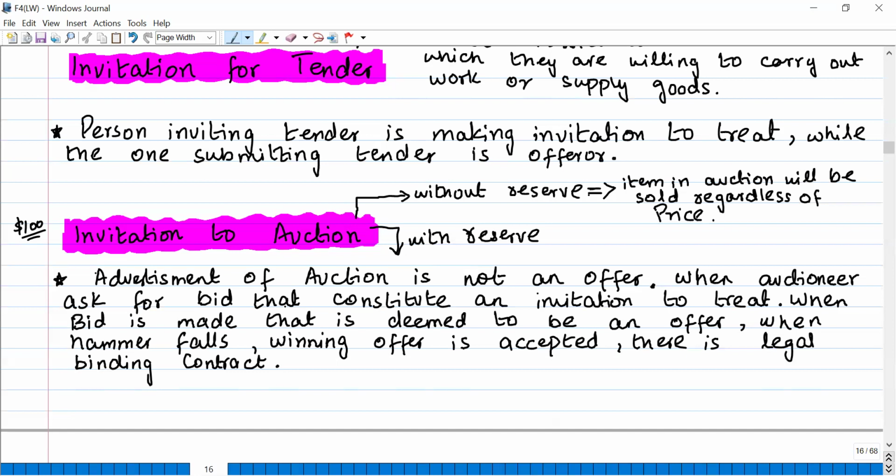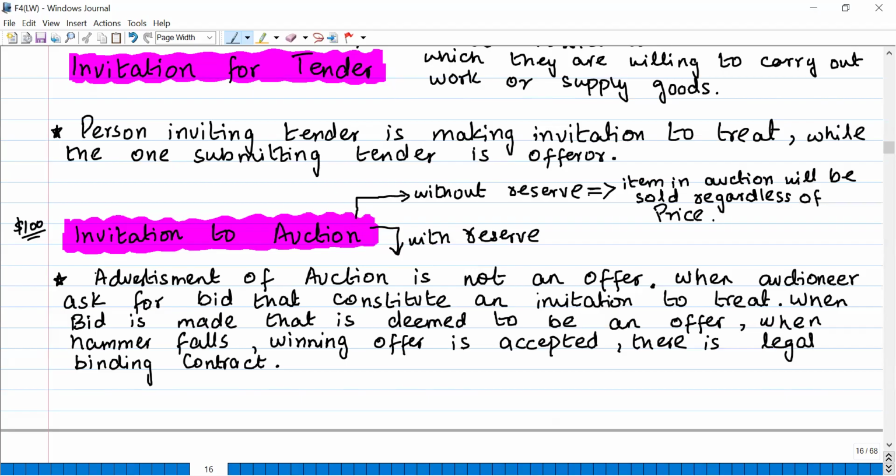Okay. There are two types of auctions. Okay. Auction is without reserve or with reserve. Without reserve is item in auction will be sold regardless of the price. Okay. And with reserve is that you have set a reserve price for the goods. Okay. If let's say the auction is without reserve, you will sell the goods in any condition. Like for example, if you have put up goods in auction and someone bought those goods for $10, $30, $50, $70, you have put those to sell them. So you will sell them at any cost.